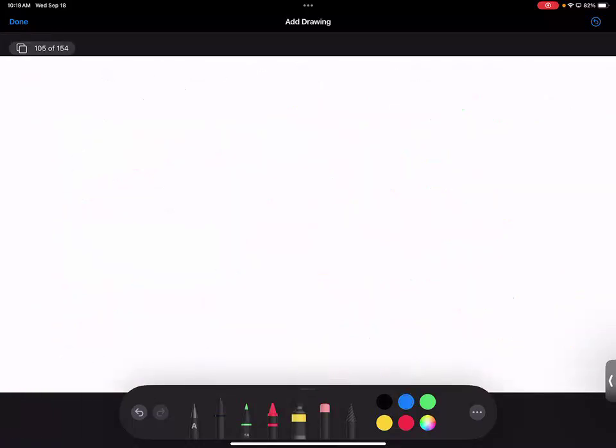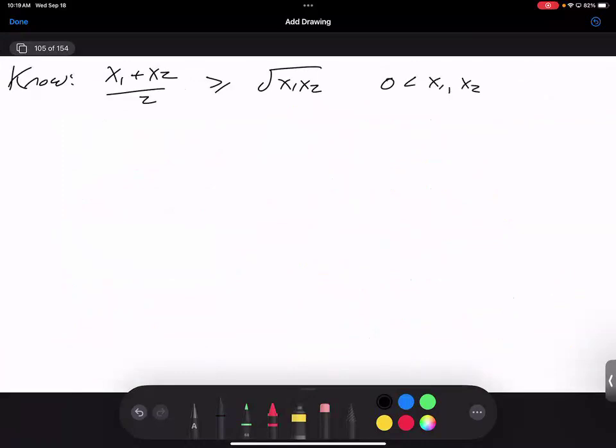So let's go back to, now we know (x1 + x2)/2 is greater than or equal to the square root of x1 x2. And of course, I'll do it as 0 less than x1, x2. I can even write it like this. I don't necessarily have to have x2 greater than or equal to x1. It's often not a bad idea to just normalize like this.